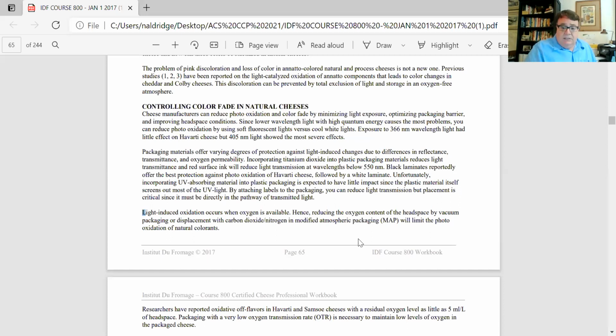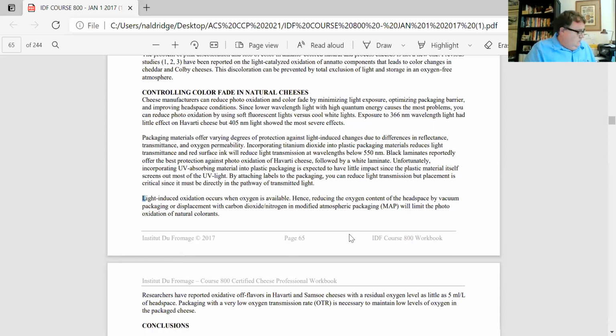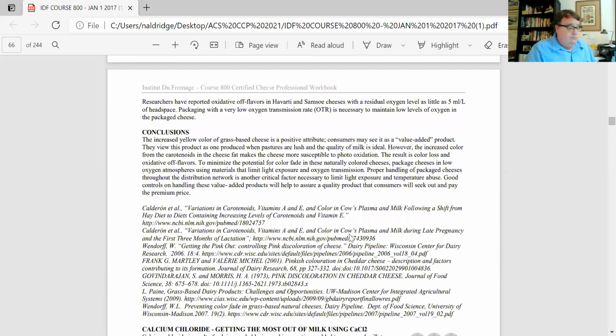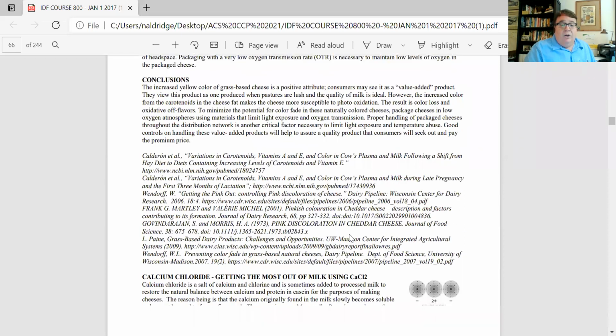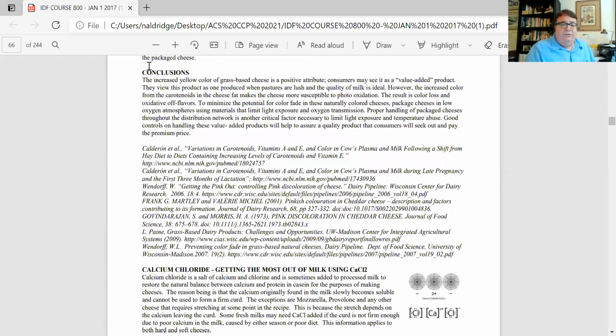Okay, 66. We're continuing on. Now the conclusions, this section here where it says conclusions: the increased yellow color of grass-based cheese is a positive attribute. Consumers may see it as a value-added product. That's something to remember and highlight as you're reading through all of this information, whether this packet or not, because that sounds like a good little fact that you could be checked on. Customers see it as a value-added product when they see the color in there.